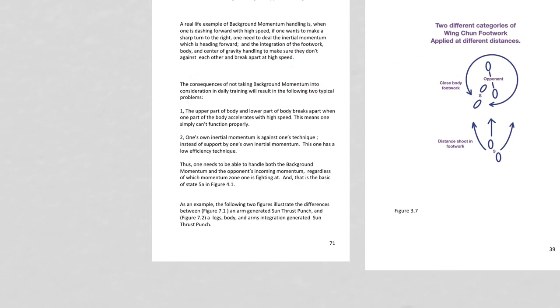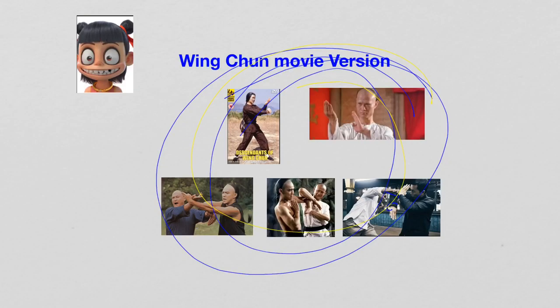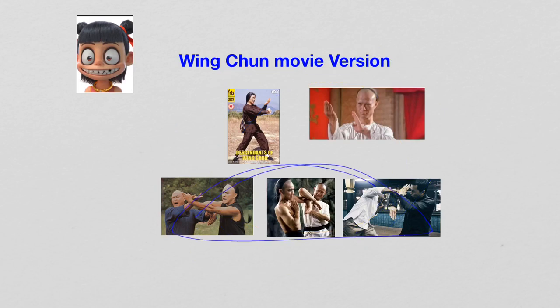It is never like this. There is no momentum there. It's just a posture. It's just posing like that. Okay, there's no background momentum. And that's why anybody who learns this kind of stuff will have no idea what background momentum is. But in real life, they cannot handle it. Okay, that's the reality.